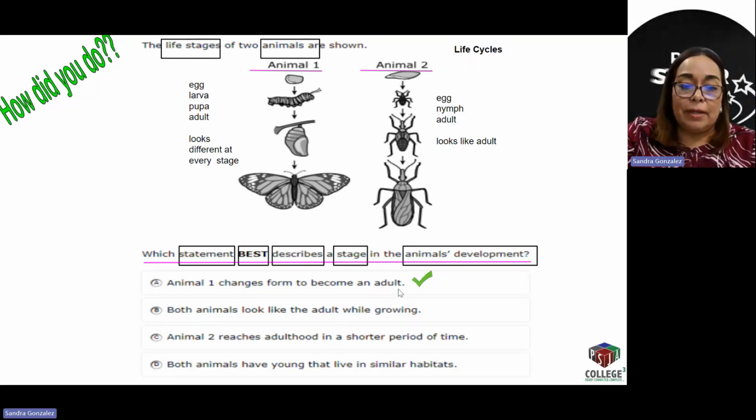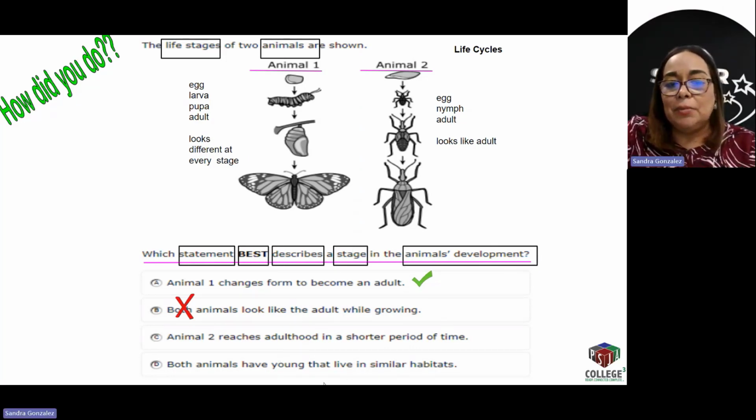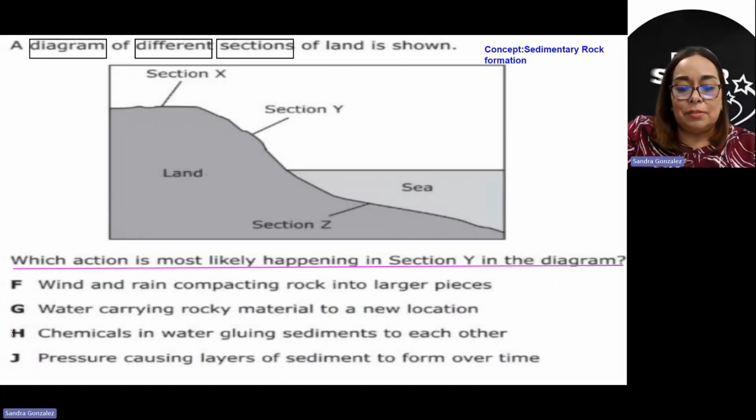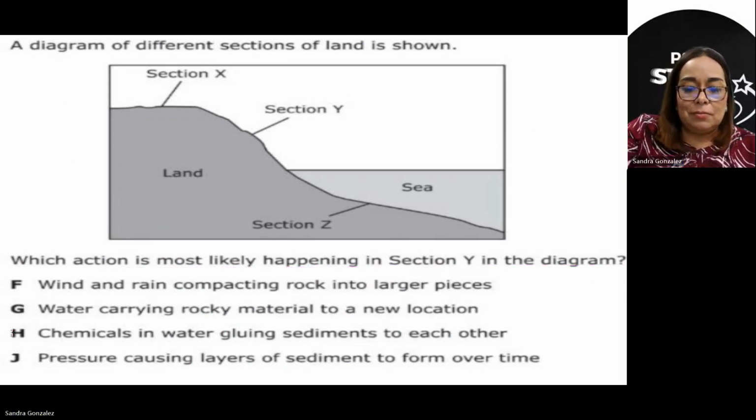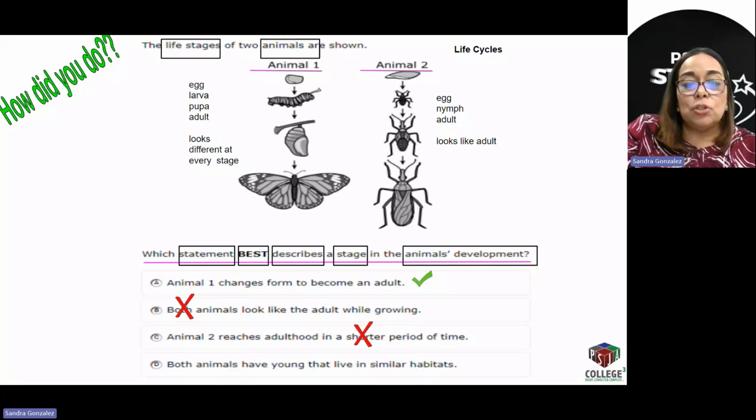Yes, that looks right, but then let's look at B. Both animals look like the adult while growing. Both, no. Because both don't. It's just which animal, 1 or 2. Can somebody unmute and say? 2, right? And then letter C, animal 2 reaches adulthood in a shorter period of time. Can we tell that from this question? No, we can't. We don't have enough info. We don't have enough to go on.